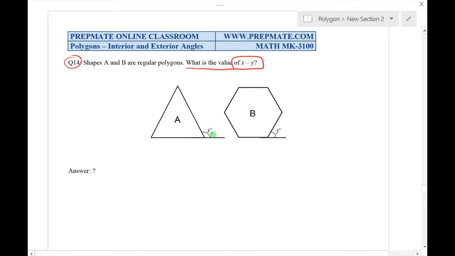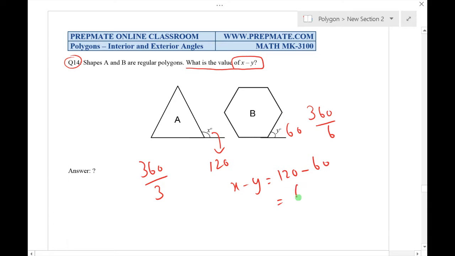That's beautiful. So instantly, we know that the exterior angle, there are three exterior angles, and so x will be 360 divided by 3, which is going to be 120. And y, in this case, there are 6 exterior angles, so 360 divided by 6, which is going to be 60. So therefore, x minus y is going to be 120 minus 60, which is 60 degrees. This is an open-ended question, 60 degrees. That's the correct answer. I hope you got it.